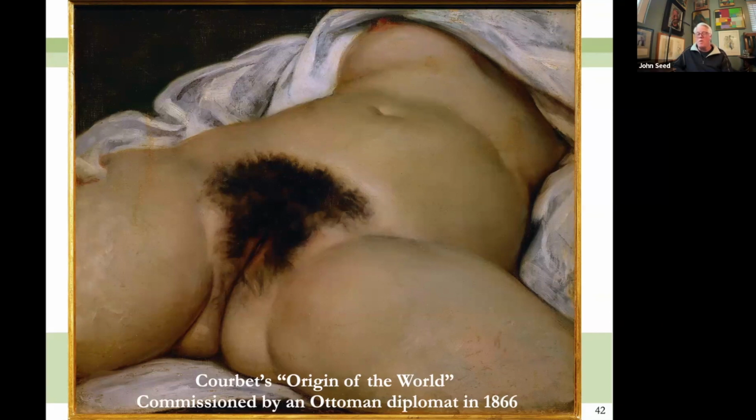And of course, the statement that Courbet wants to make is, how could this be obscene when it is the source of the world? And that is, in some ways, the ultimate realist statement. If it exists in the world, it is part of art.